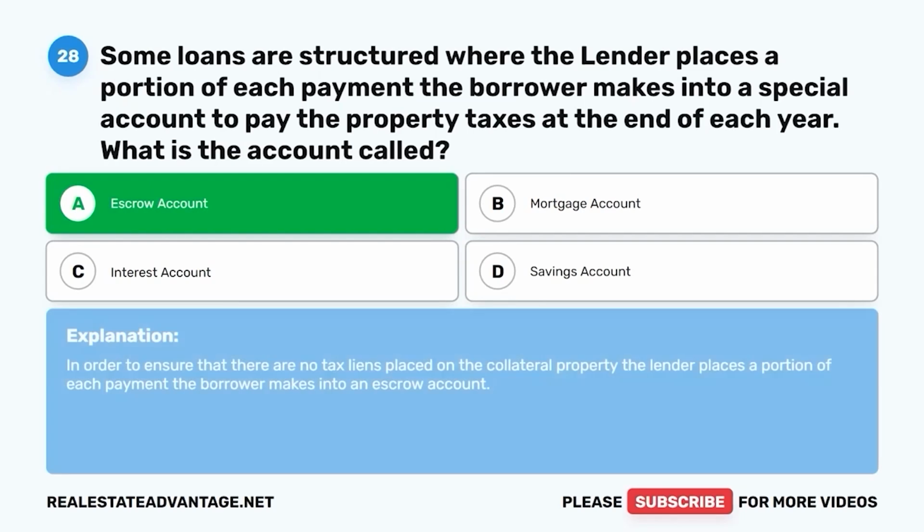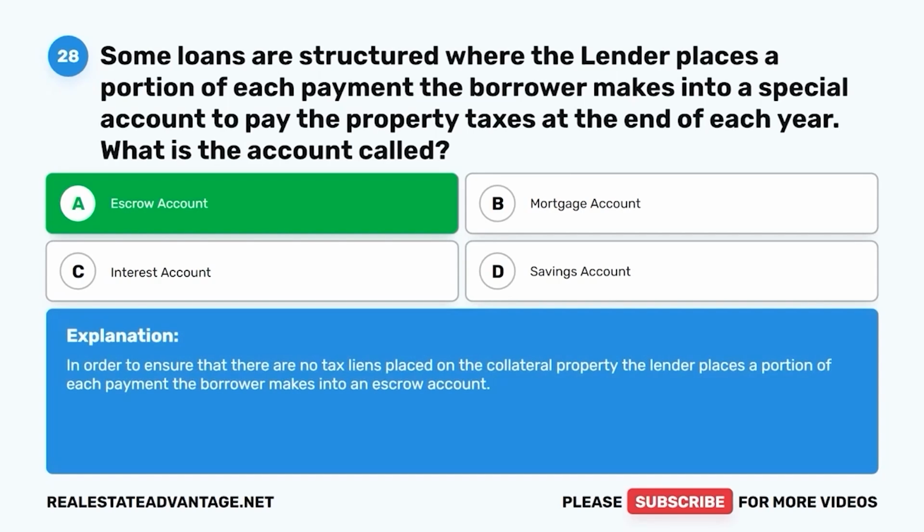Escrow account. In order to ensure that there are no tax liens placed on the collateral property, the lender places a portion of each payment the borrower makes into an escrow account.